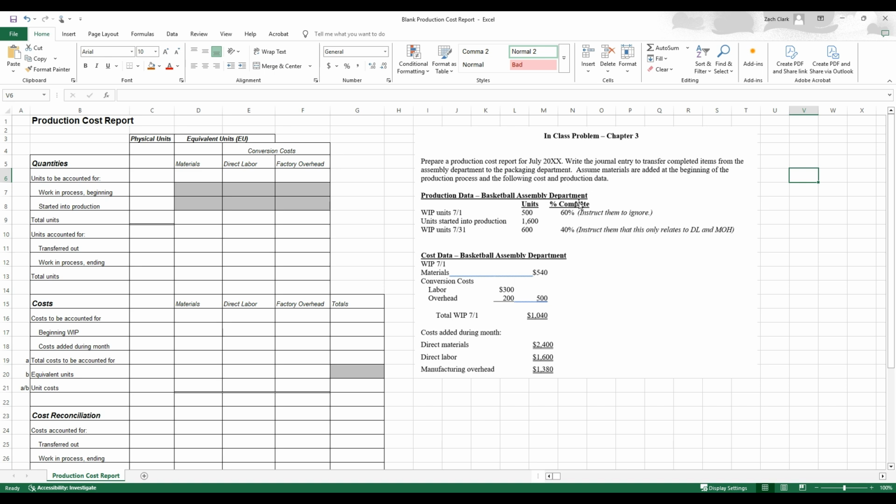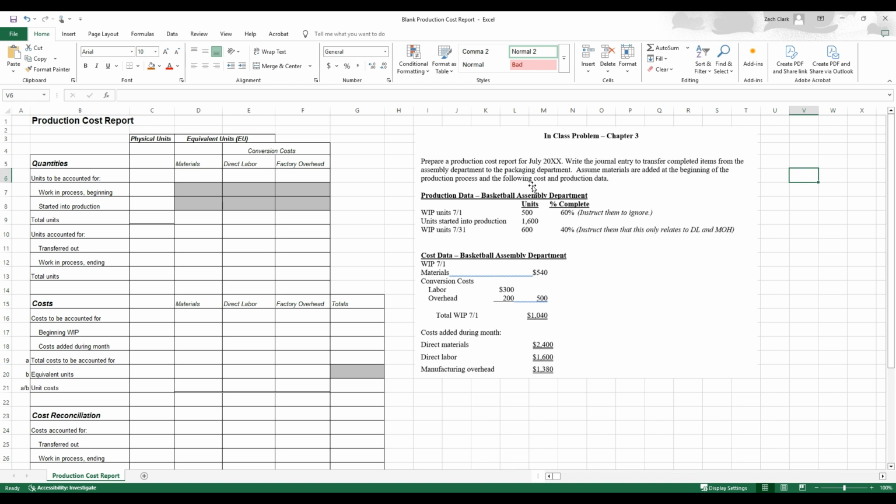So I've got a copy of the in-class problem snipped as a screenshot here, so we've got that available, and you all can see what the details are on this problem. So we're preparing this production cost report for July, and when we finish, we'll write the journal entry to transfer completed items from our department, assembly, to the next department, packaging. And some important information here: let's assume that the materials are all added at the beginning of the production process. So they'll be 100% added as far as materials goes.